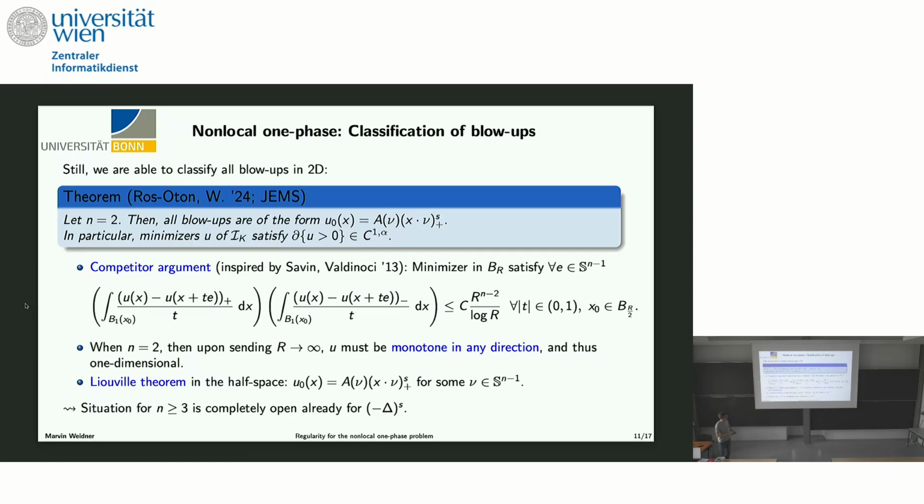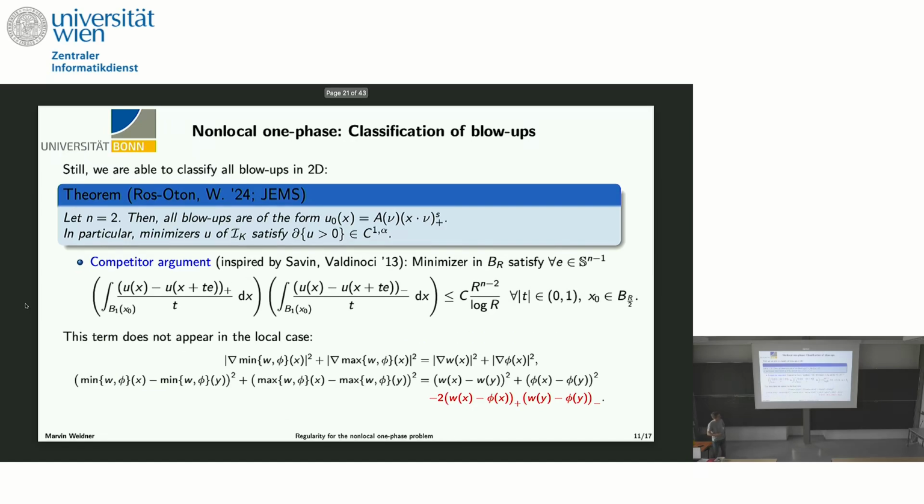This was also only known for the fractional Laplacian before, using monotonicity formulas. So this argument is new. And in higher dimensions, it's completely open what happens, and also for the fractional Laplacian, it's completely open what happens. There are some classification of blow-up results for symmetric solutions, but not in a general framework.